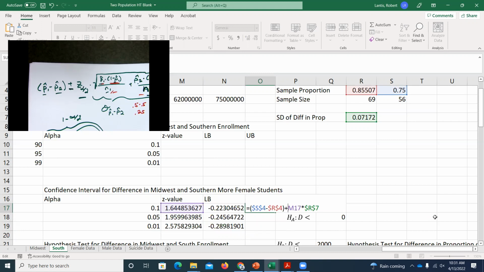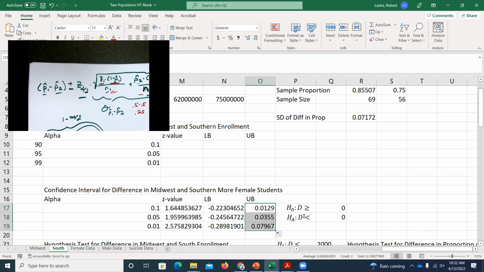Any questions on this before I keep going here? Okay. Just going to hit enter, copy this down. So I've got my 3 confidence intervals here.